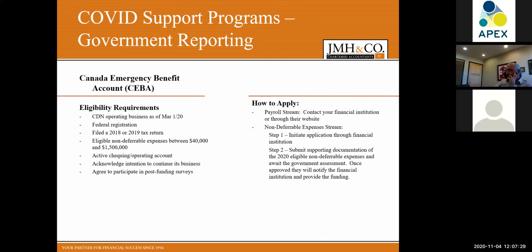So applications for this $40,000 is done through your regular bank stream. Most of the banks require you to set up your online banking in order to apply for this. There's some banks, I believe TD is one of them, that don't require you to use your online banking. You can just apply through their general website. The information that you'll need to apply for this, if you're going through the payroll stream, you'll need your payroll account number, your business account number, your business account name.